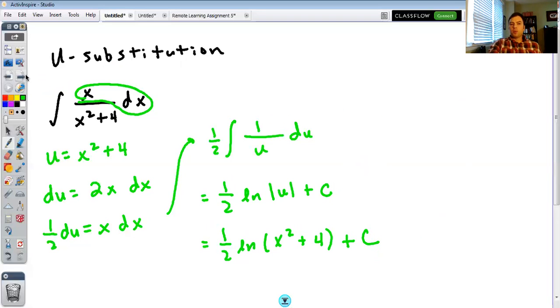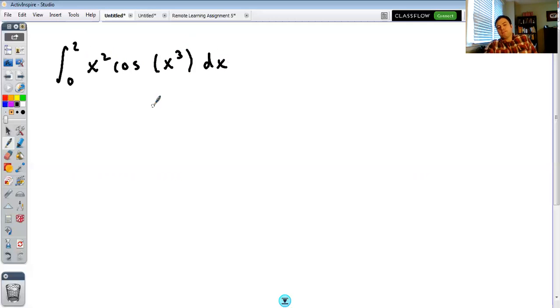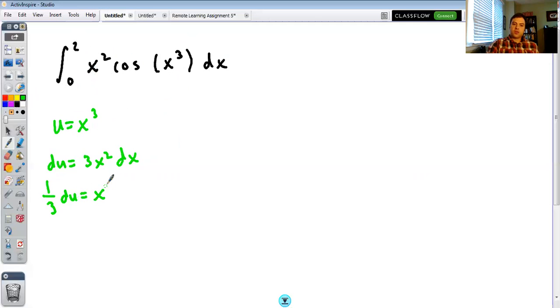I want to do one more problem with this, just to do one that's got definite integration as part of it. So for our final problem in this little lesson, let's look at the integral from 0 to 2 of x squared times the cosine of x cubed. Okay, clear cut u sub because of the x cubed inside of cosine and then the x squared on the outside. So let's begin. Pick the u, in this case x cubed. Take the derivative of it, 3x squared dx. 1/3 du is x squared dx.